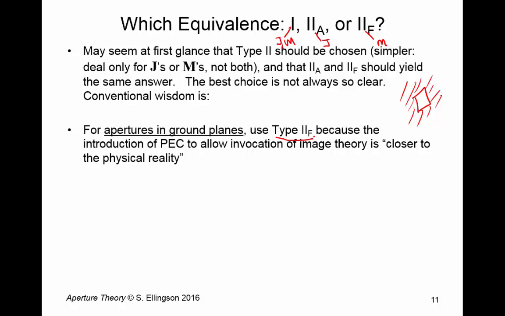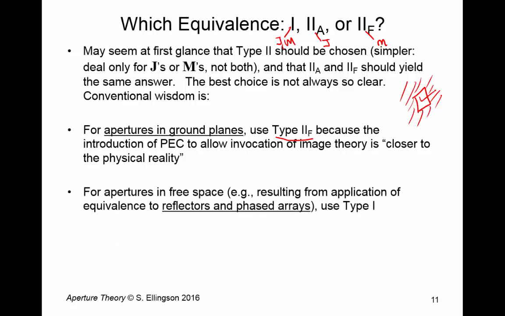Now again, if we don't invoke approximations 1 and 2, this isn't a problem because equivalence is equivalence. However, if we're concerned that approximations 1 and 2 are going to create differences between these three types of equivalence, then in the case of an opening in a screen, we normally like type 2F because that seems like it's closer to what's actually happening in this problem.